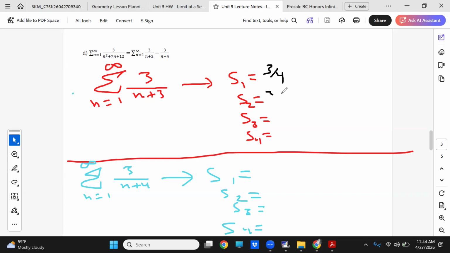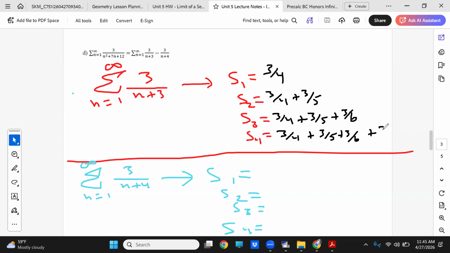The second partial sum will be 3/4 plus what? Plus 3/5, right? What will this be? 3/4 plus 3/5 plus what? 3/6. And the fourth partial sum would be what? Okay, do not find the LCD. You'll totally drive yourself crazy, so don't do that. We'll do this for now. It's like a little pyramid we're making.